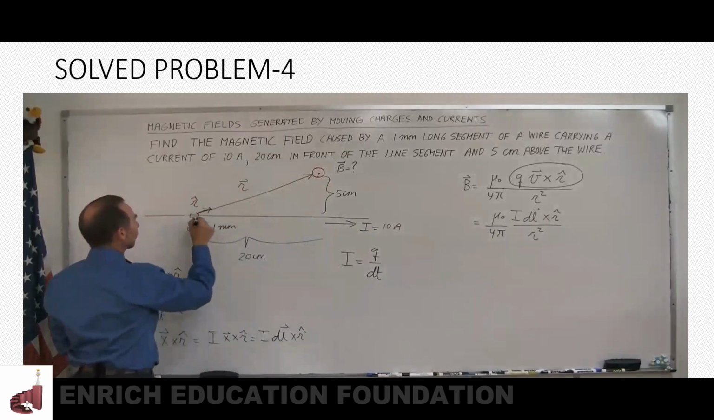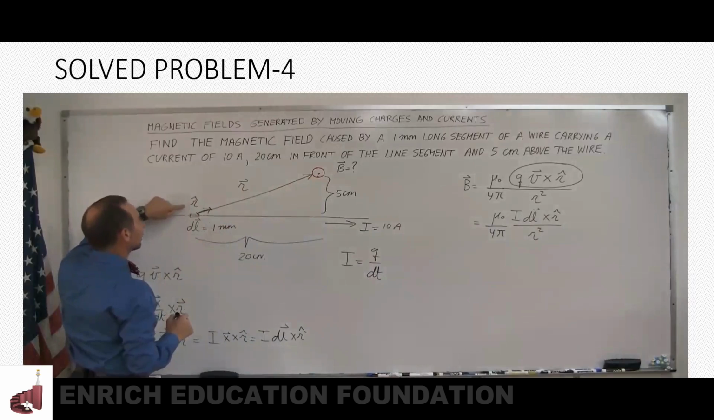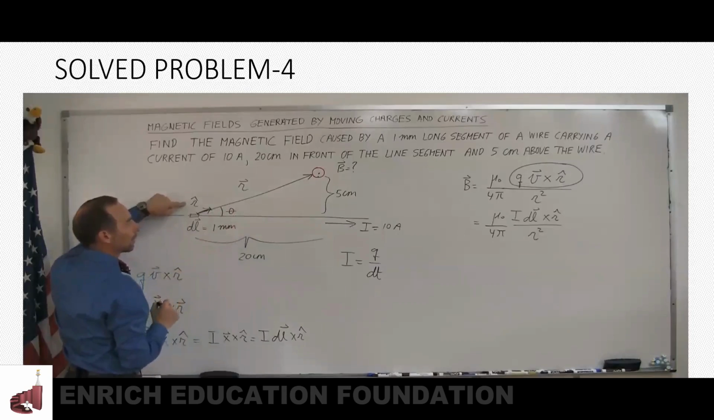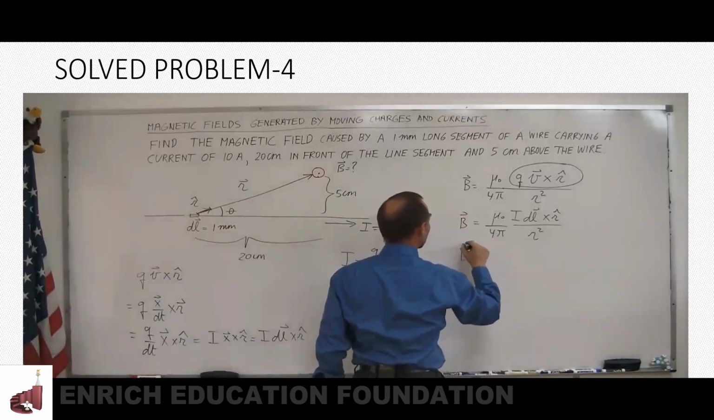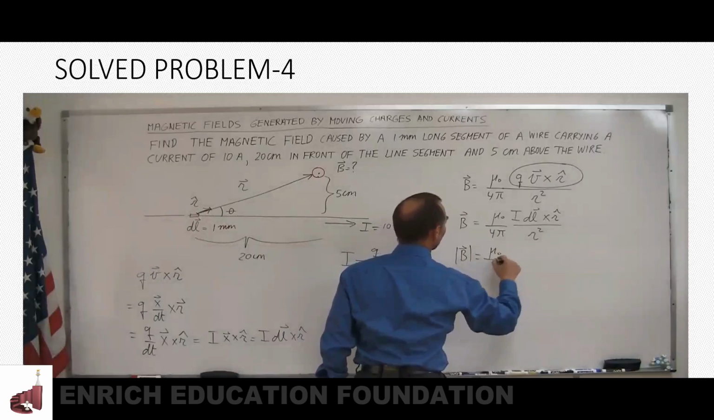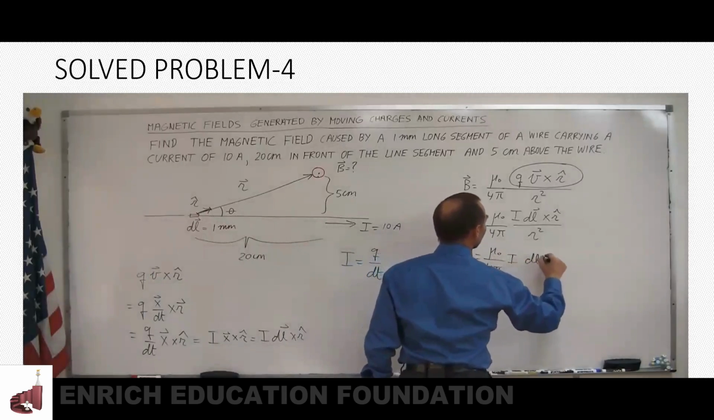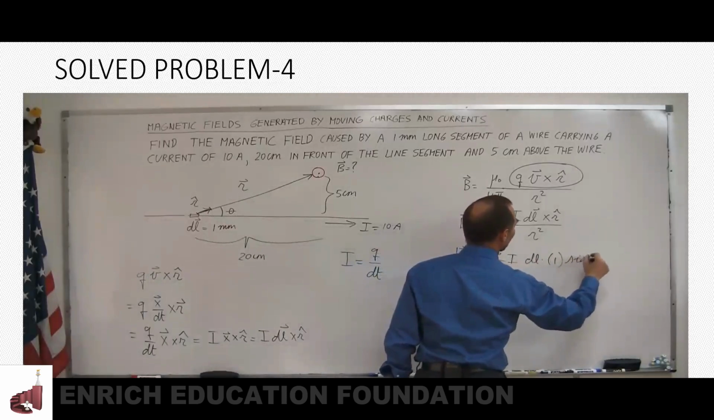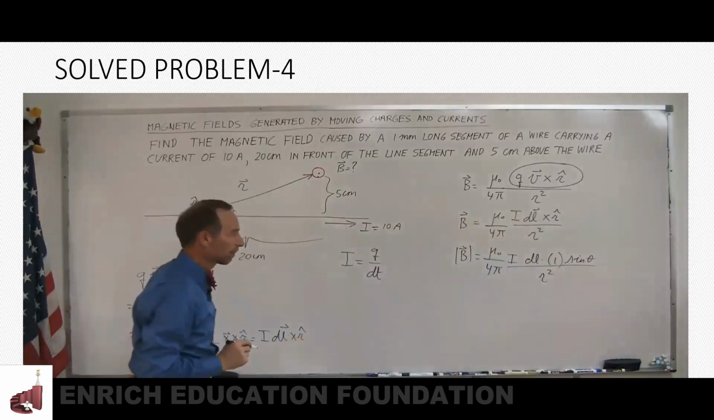And of course this is a little line segment dl. If we now cross dl cross r, we get the length of dl times the length of r times the sine of the angle between them. So we need to find theta. So this is the B field. If we now find the magnitude of B, this is equal to mu sub naught divided by 4 pi times the current times the length dl times the length of the unit vector r, which is 1, times the sine of the angle between them, theta, all divided by the length r squared.